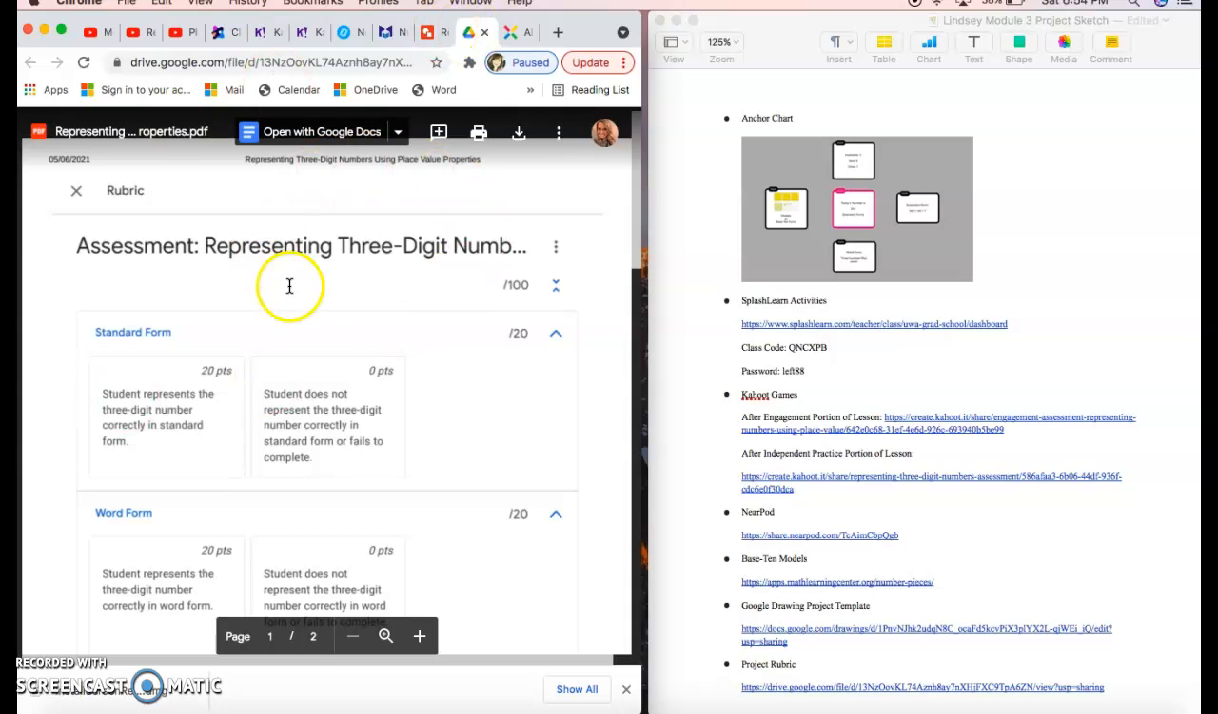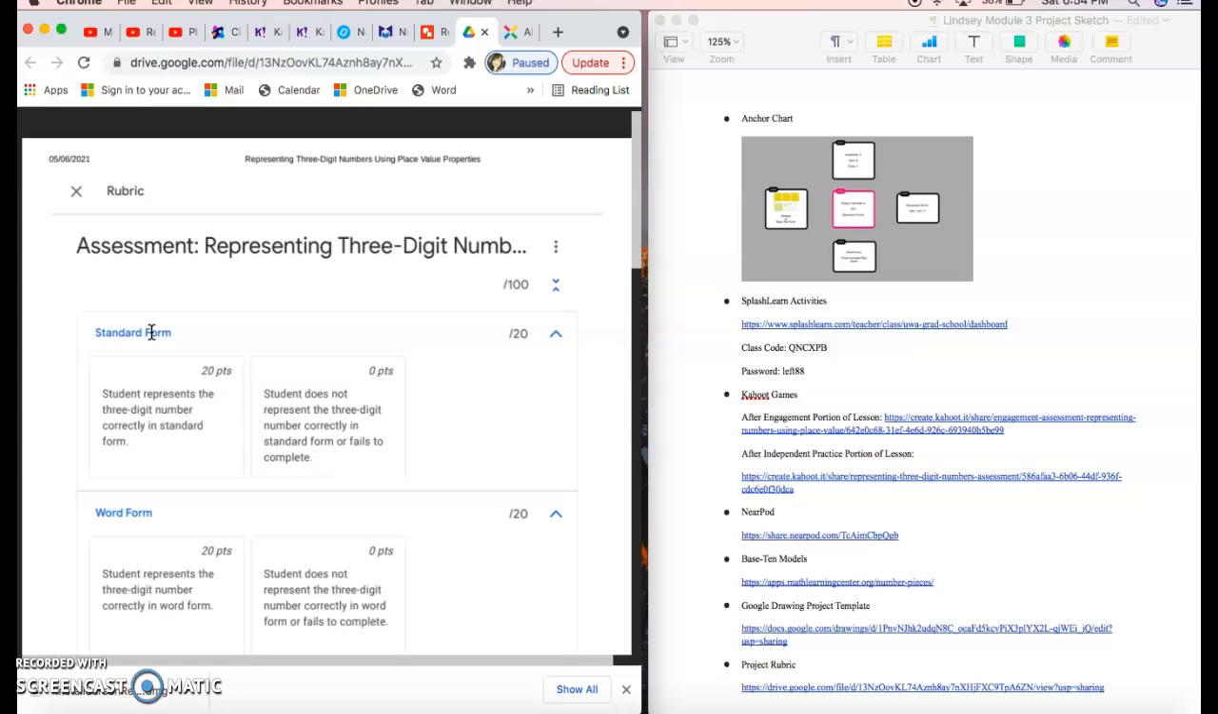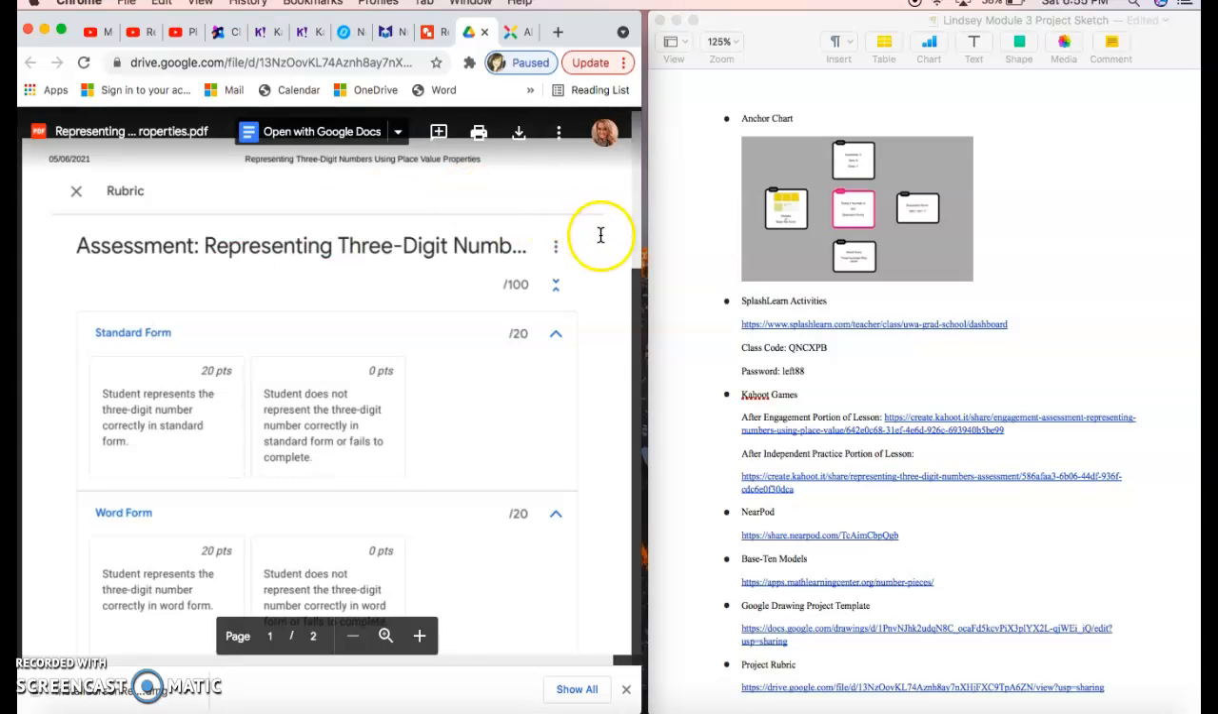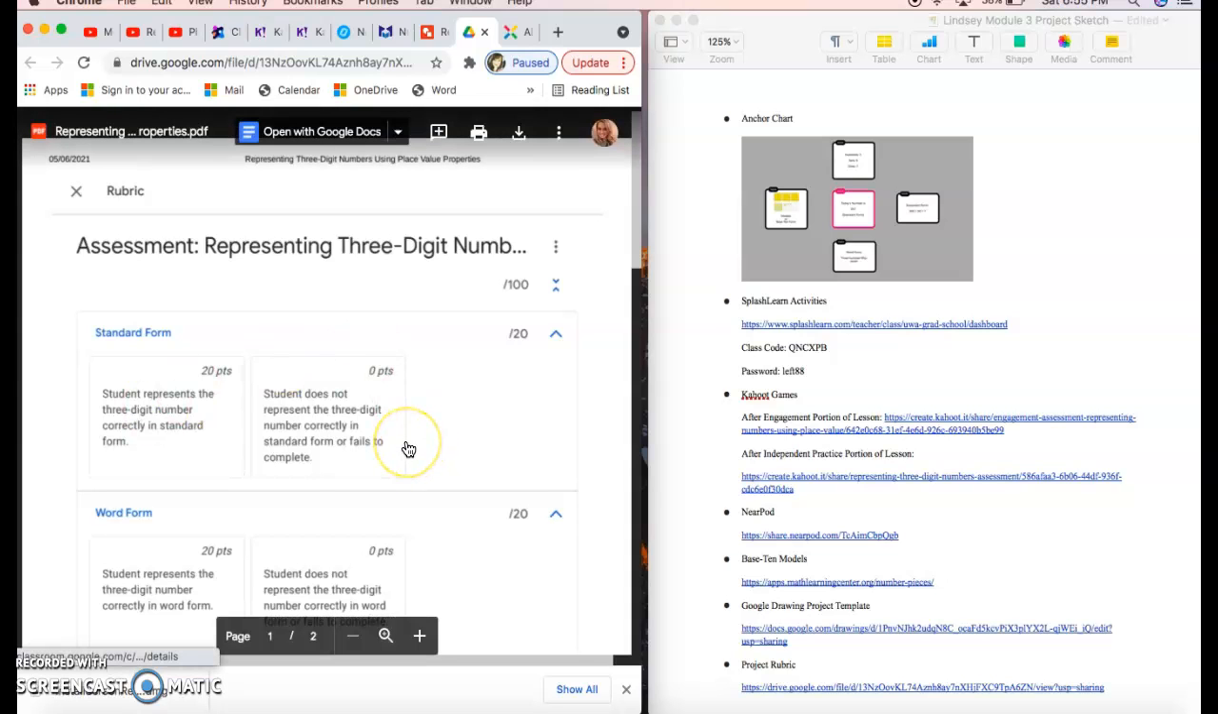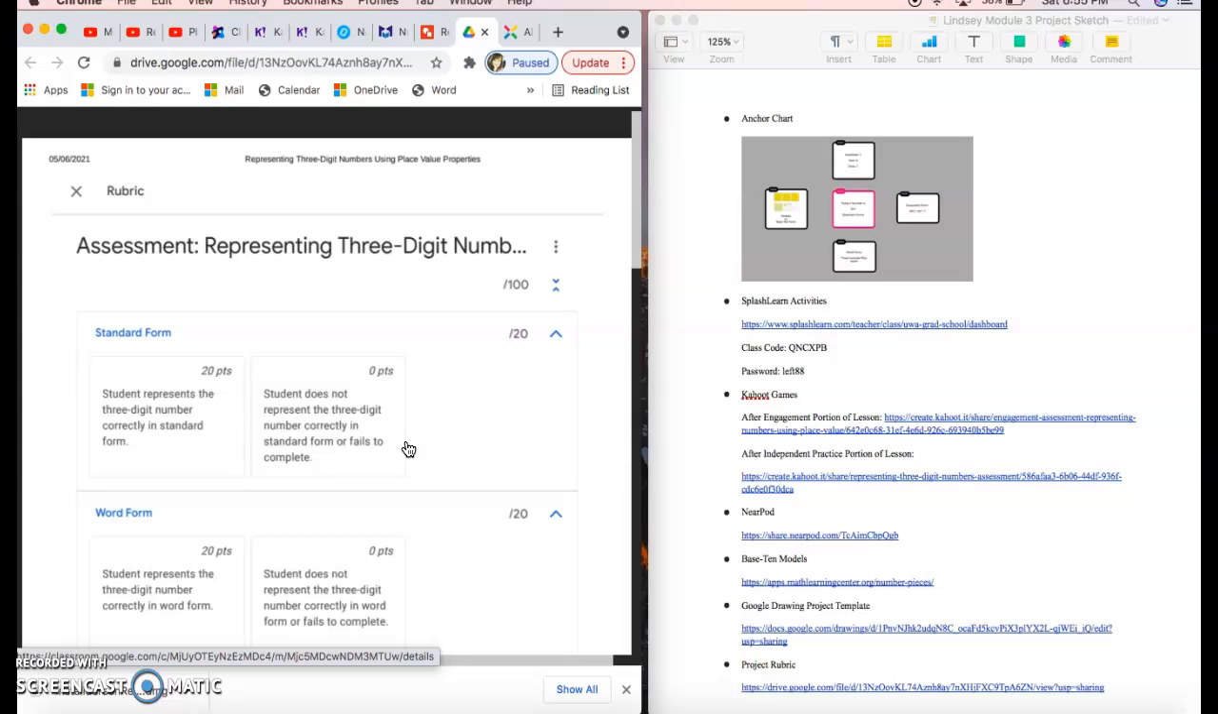It all looks like this. I just have a section for each form. So standard form, word form, expanded form, base 10 models, and the hundreds, tens, and ones chart. And they all say the student represents it correctly in the given form, or the student does not represent the number correctly in the given form, or they simply left it blank. So it's an all or nothing for each form, but all 5 components add up to the 100 points total.